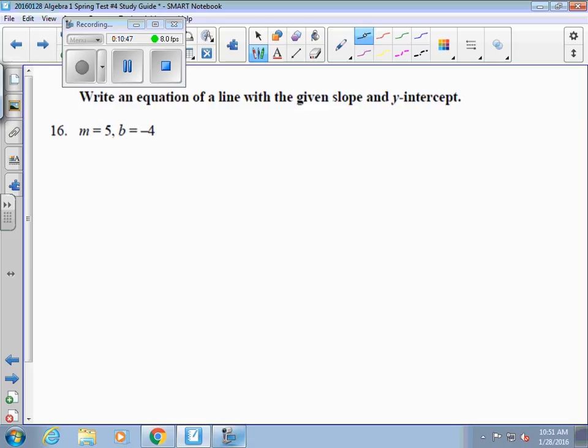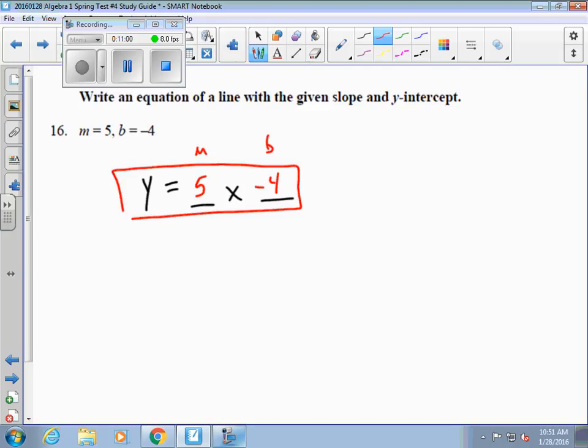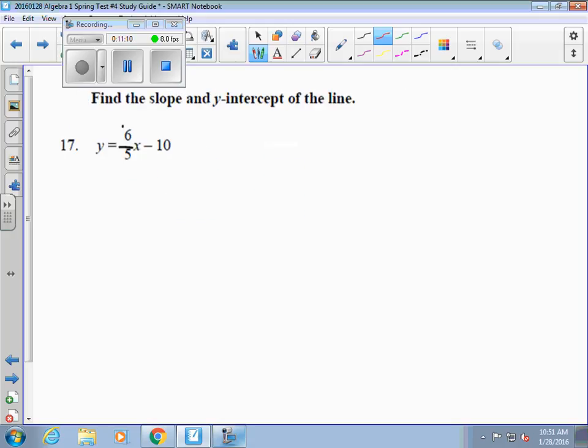Y equals mx plus b. That's what we're given, so let's do it the easiest way. Y equals mx plus b. That's the first way we learned. M goes here, it's 5. B goes here, it's -4. Y equals 5x minus 4. And again, if you have to change that equation, you could change it to say y minus y sub 1 equals m times x minus x sub 1, or ax plus by equals c, standard form.